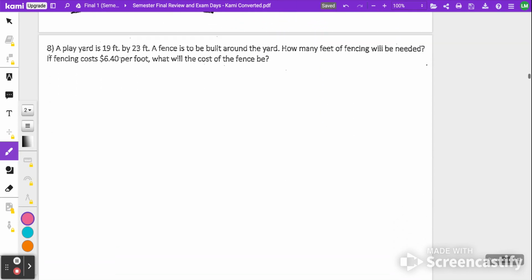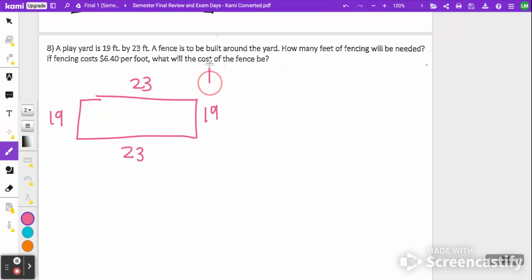Number 8, a play yard is 19 feet by 23 feet. A fence is to be built around the yard. So we automatically know, this is not drawn to scale, obviously. If you're drawing a fence, that's the perimeter, okay? How much fence will we be needing? If the fence costs $6.40 per foot, what will the cost of the fence be?